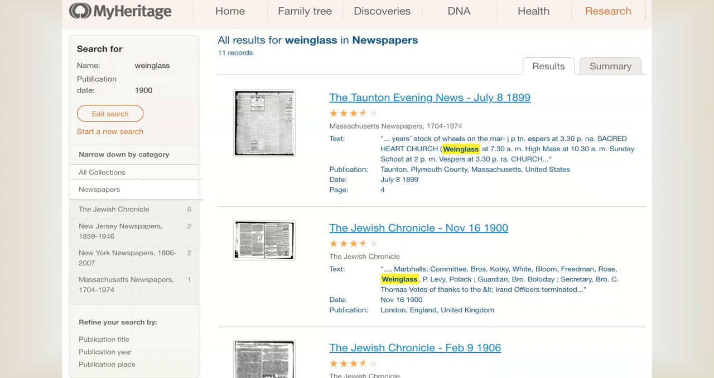Here's an example where I've searched for the relatively unusual surname Weinglass, and I'm finding a few references to it in the Jewish community in Massachusetts and in New Jersey and some other places, where New Jersey and New York, where my ancestors lived.